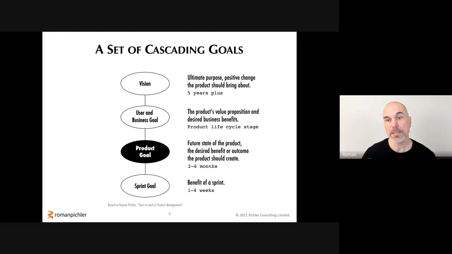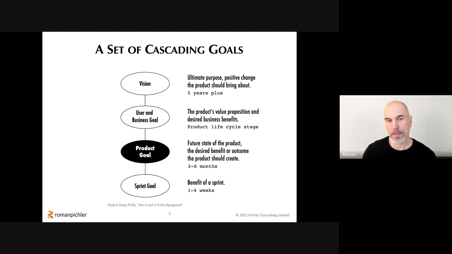And so you can see that these goals become progressively more detailed, and they become shorter and shorter in terms of the time frame or horizon that they cover. And the vision, again, is a visionary, inspirational goal, and then user and business goals. And I'd also say product goals are strategic goals, and then the sprint goal would be a tactical, execution-oriented goal.